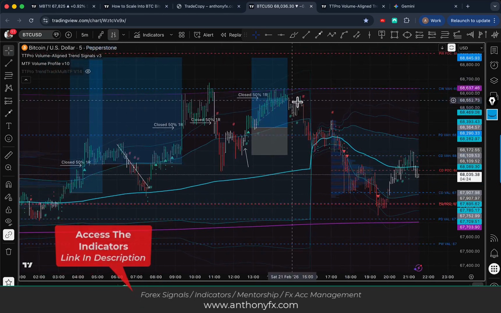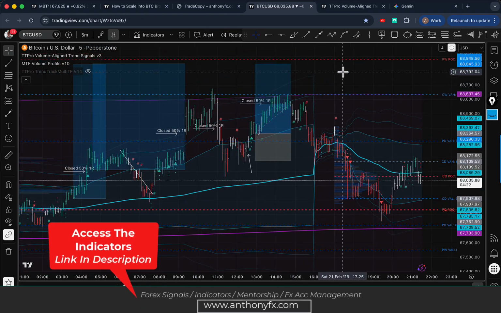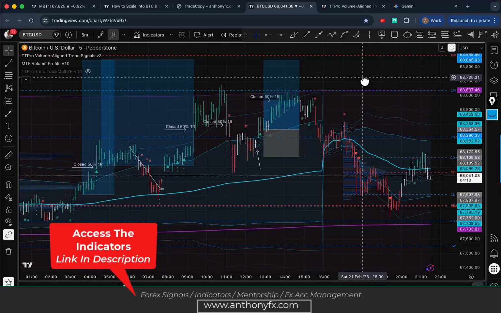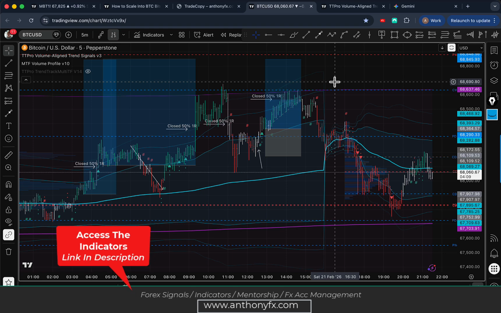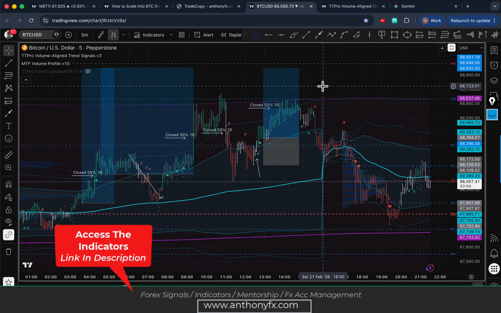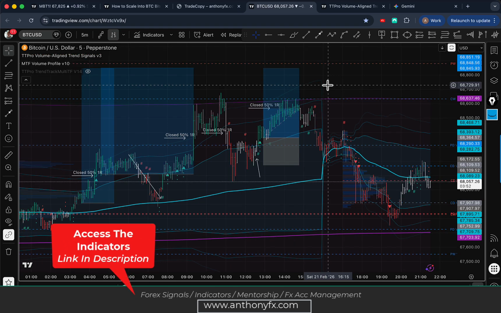You can gain access to the indicators. I'm doing daily mentorship videos on these. And yeah, this is a scalping strategy. If that's what you're into, use this to trade your prop firm evaluation. You can use this for scalping anything: Forex, futures, crypto.